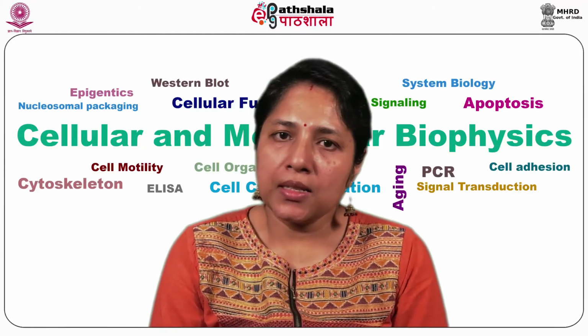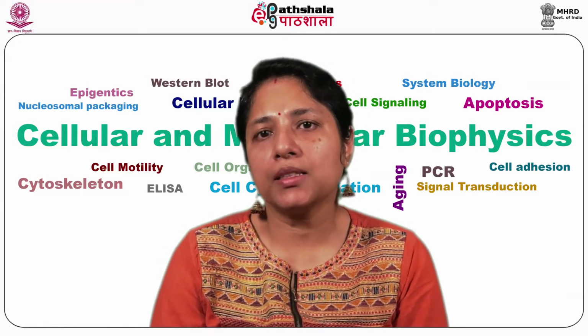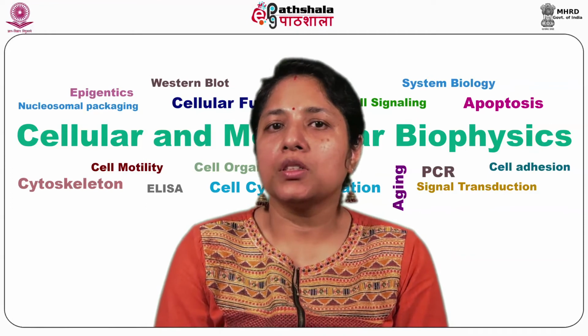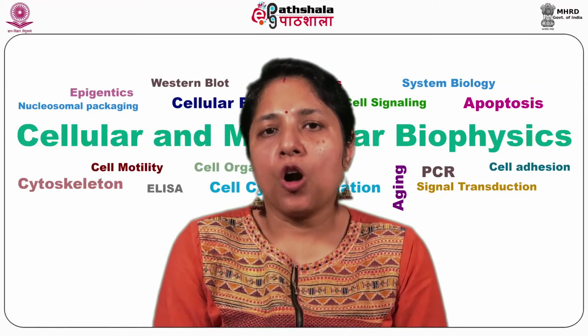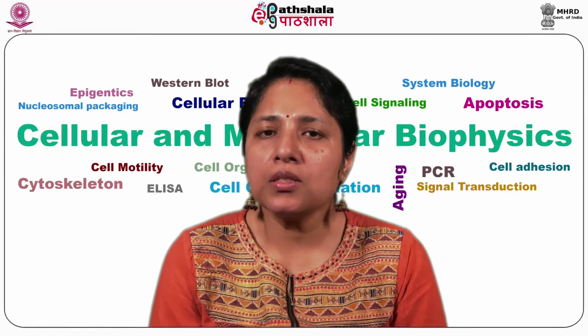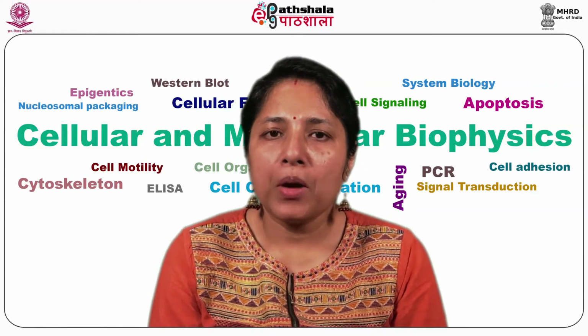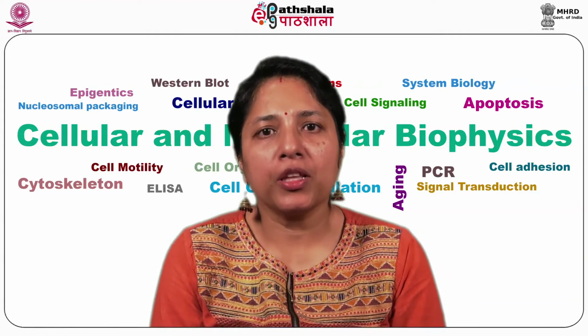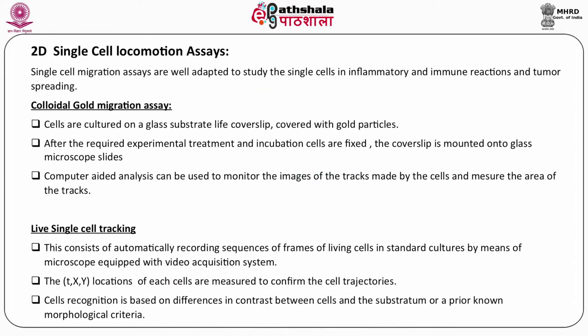Computer aided analysis can be used to monitor the images of the tracks made by the cells and measure the area of the tracks. Now the second is live single cell tracking. This consists of automatically recording sequences of frames of living cells in standard cultures by means of a microscope equipped with a video acquisition system. And now the various XYZ locations of each cell are measured to confirm the cell trajectories.